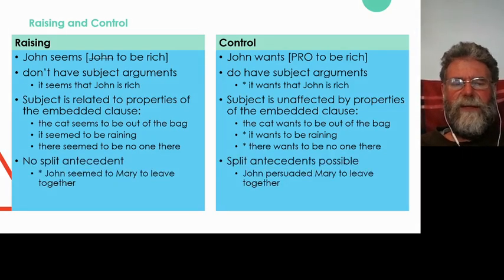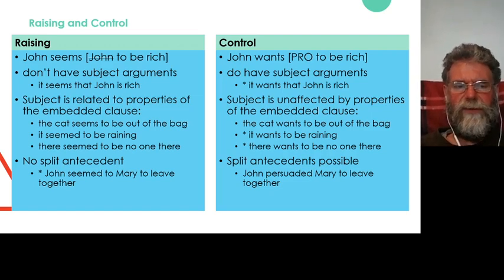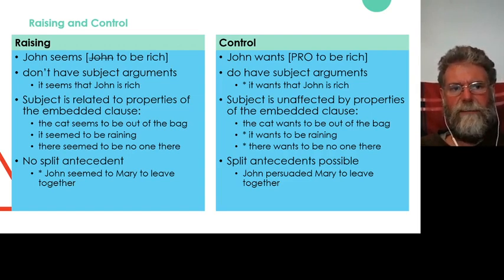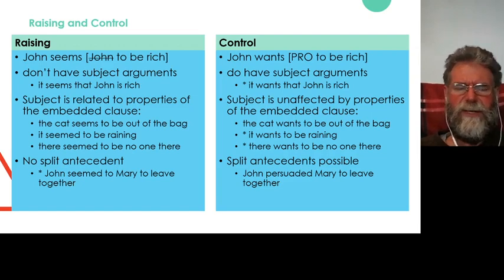Finally, there's another property that follows from this distinction between raising and control, and this is to do with what we refer to as split antecedents. To see that, it's best to look at these examples. So in the one case, we've got John seems to Mary to leave together, which is clearly ungrammatical, versus the control case, John persuaded Mary to leave together. And that's perfectly okay. Now, what's going on here?